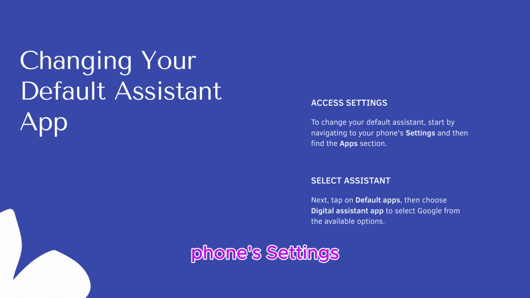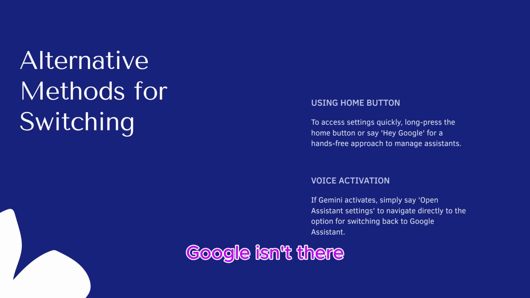Go to your phone's settings. Then Apps, tap Default Apps. Tap Digital Assistant app. Select Google from the list. If Google isn't there, ensure the Google app is installed.